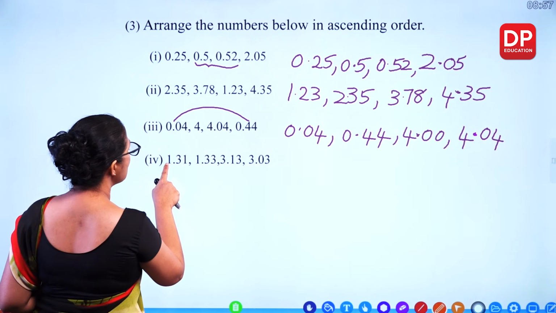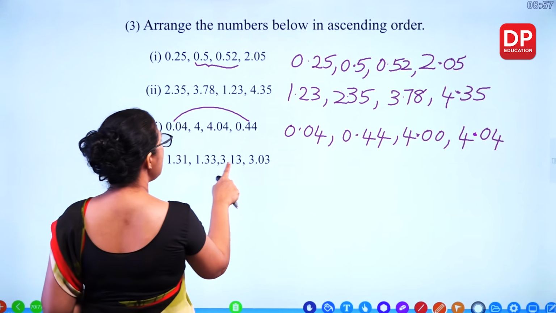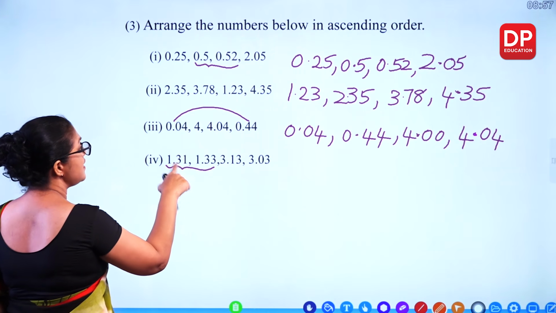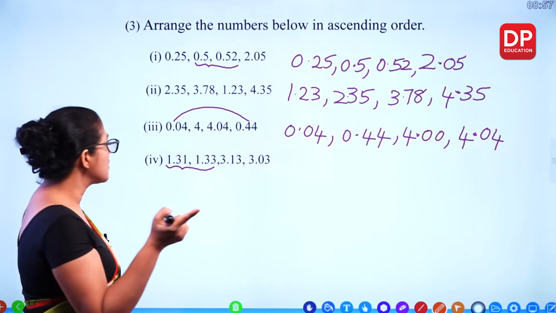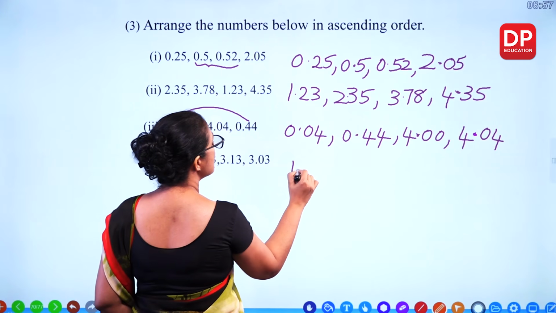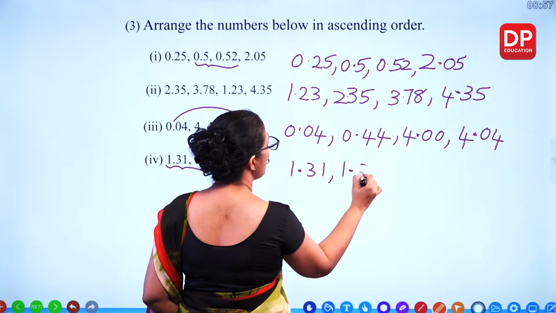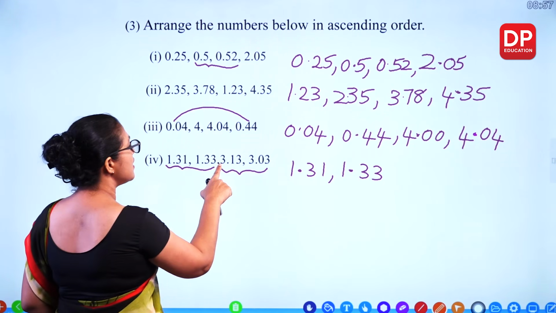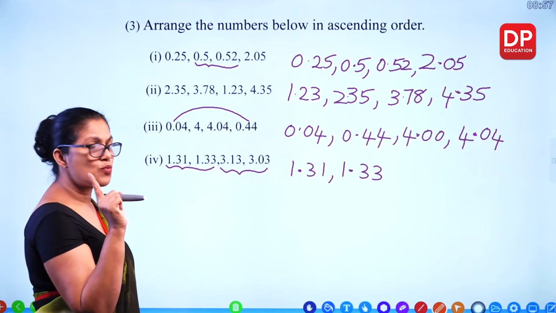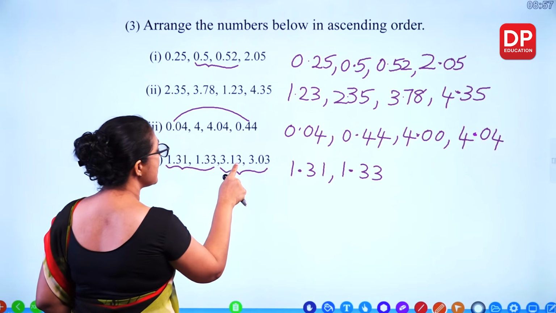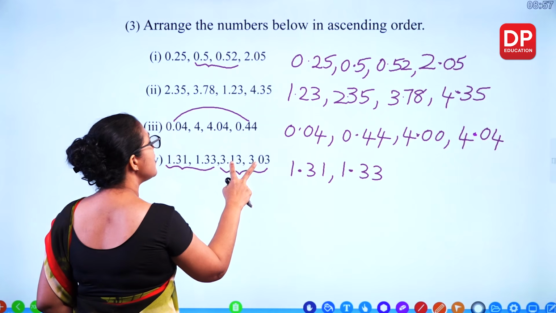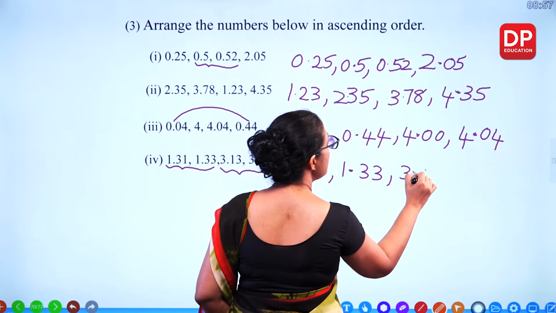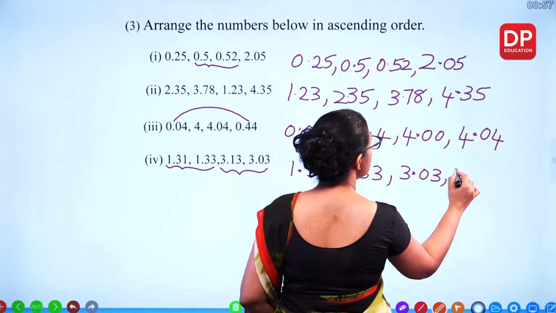Look at this one. First digit, ones place, 1, 1, 3, 3. So we have to first compare these two. Then first decimal place 3, second decimal place 1 or 3, 1 is the smallest one, 1.31, and the next one is 1.33. Now take a look at these two. First number is the same. Second place means the tens place. So 1 or 0? Smaller, 0. So 3.03, and the last one is 3.13.